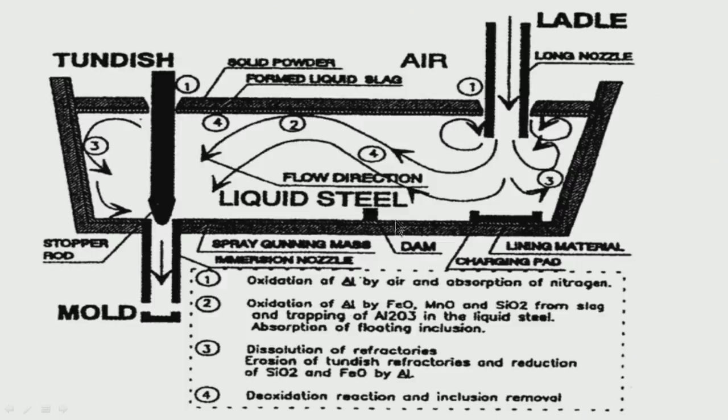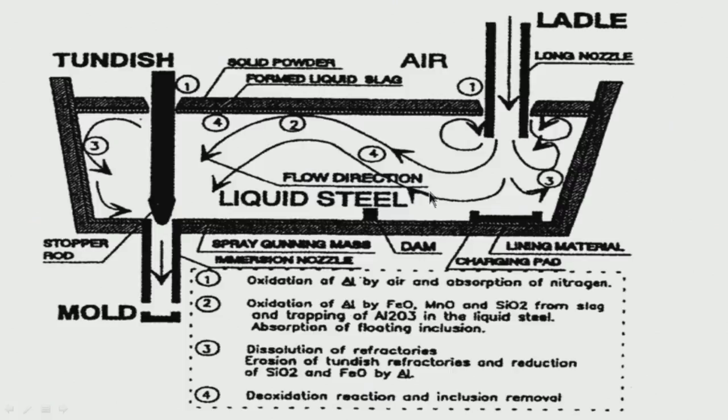For that we can use some flow control devices like dam and weir in the Tundish. These will allow the liquid steel to take a circuitous route. It will not come straight from here and go into the exit of the Tundish. So, it allows the liquid steel to remain in the Tundish for some time. So, this is called increasing the residence time of liquid steel in the Tundish.